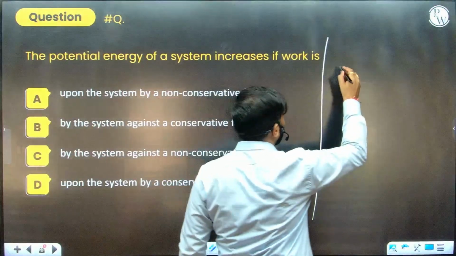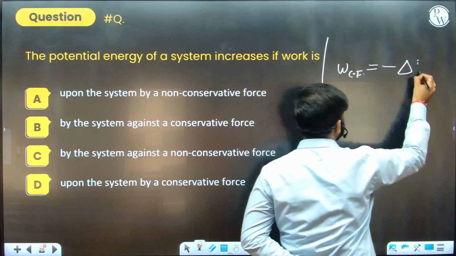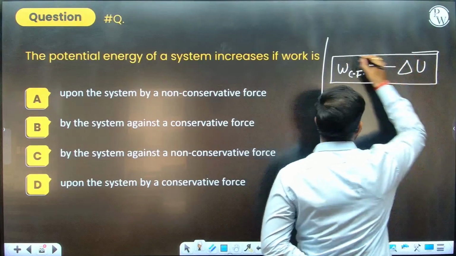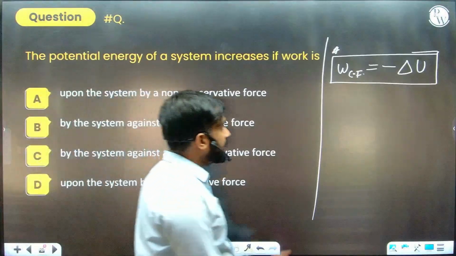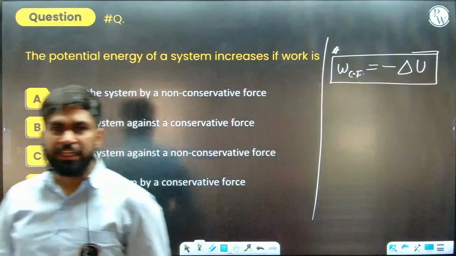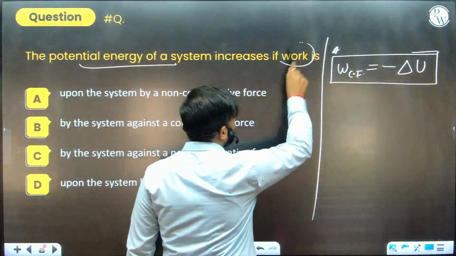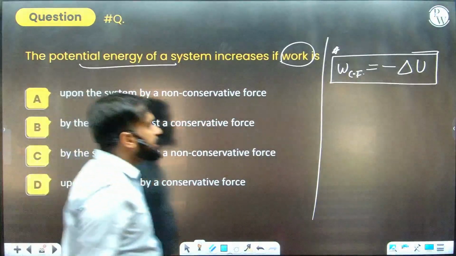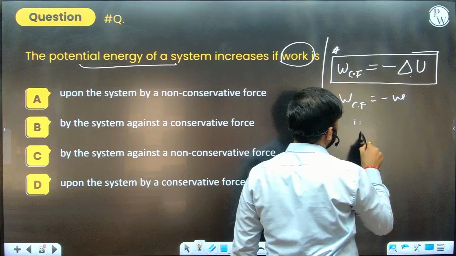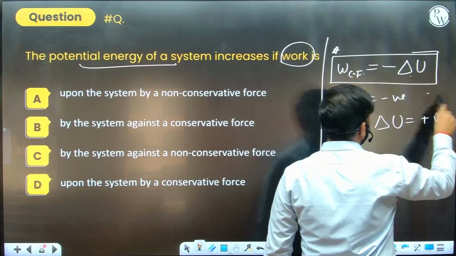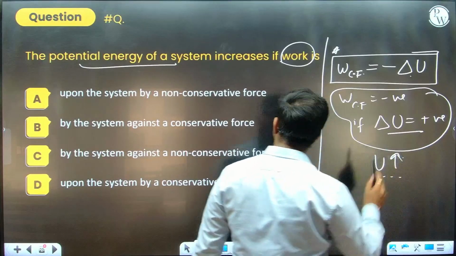So they say work done by a conservative force is minus of change in potential energy of the body. This thing you can keep in mind. What did I say? Work done by conservative force is minus of change in potential energy. Using this, can you solve this one? Potential energy of the system increases if work done, let's say. If the potential energy is increasing, delta U will be positive, that means the work done by the conservative force has to be negative. Delta U positive means potential energy is increasing, right?